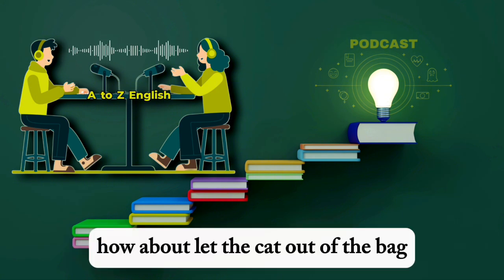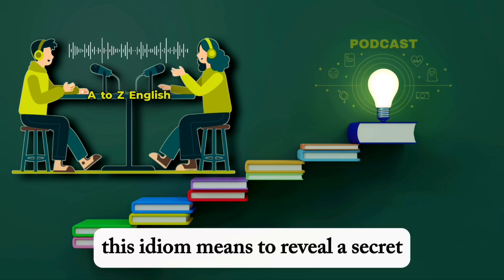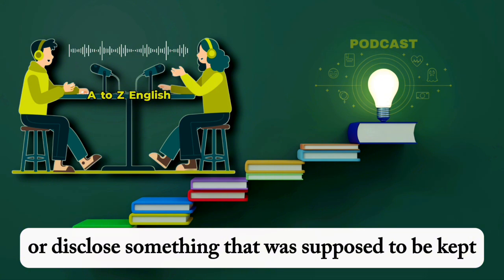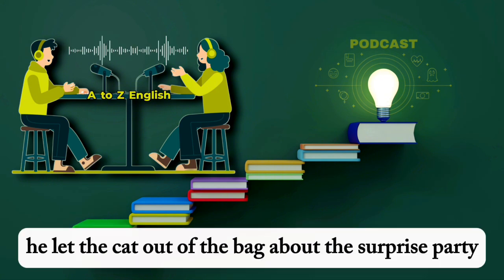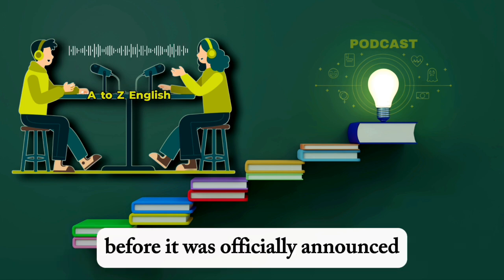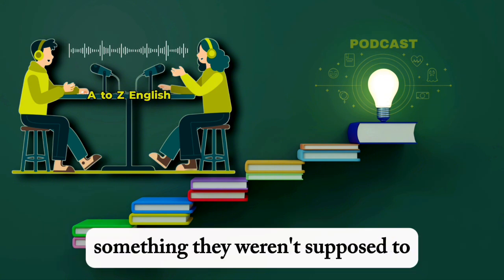How about let the cat out of the bag? This idiom means to reveal a secret or disclose something that was supposed to be kept confidential. For instance, he let the cat out of the bag about the surprise party before it was officially announced. It's often used when someone accidentally reveals something they weren't supposed to.